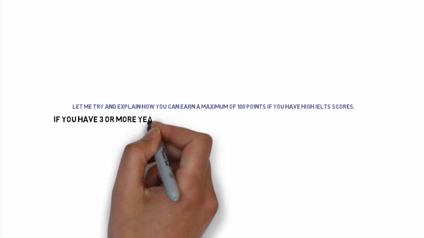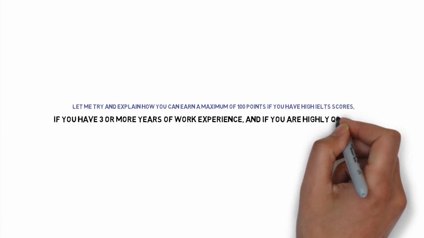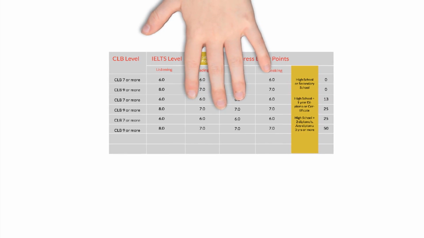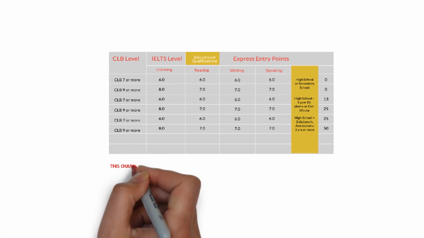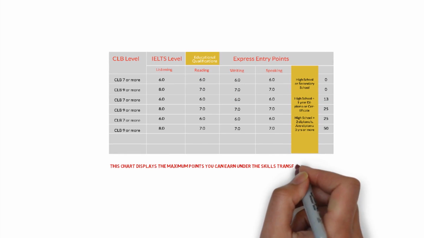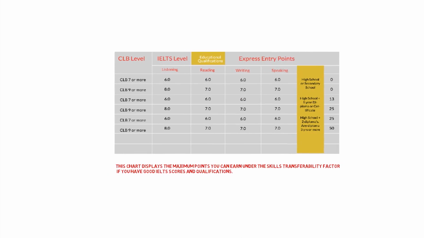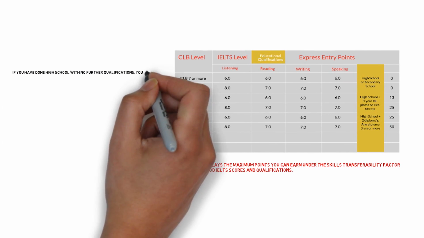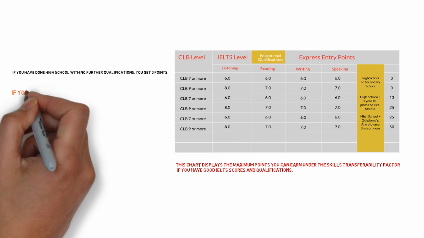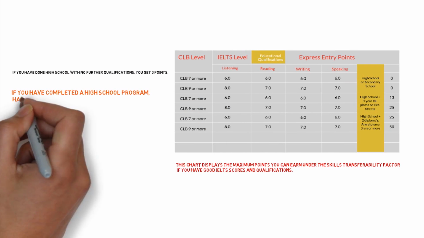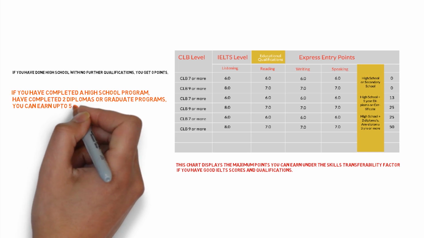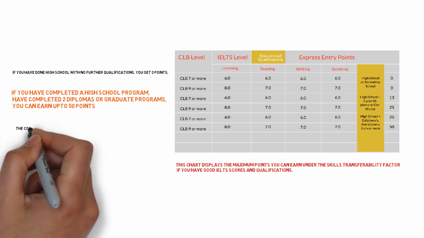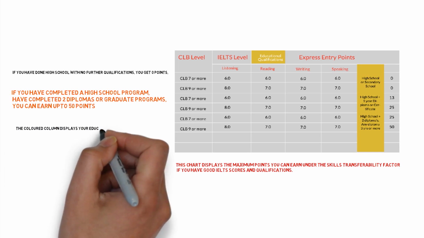Now, language becomes a very important factor for the new system, and everything seems to be linked to it. This chart displays the maximum points you can earn under the skills transferability factor if you have good IELTS scores and reasonably good qualifications. If you have done high school with no further qualifications, you get 0 points. However, if you have completed high school and you have completed 2 diplomas, one of which is a 3-year diploma, you can earn up to 50 points.